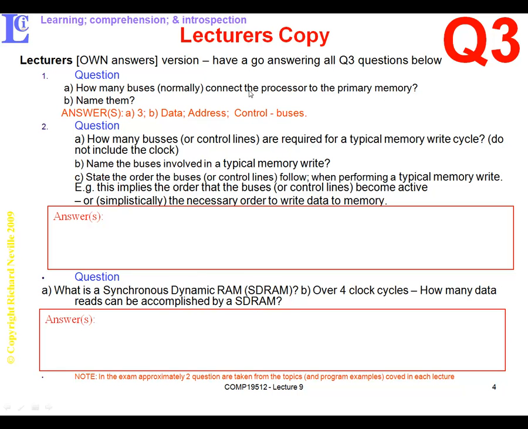So in answer to the question how many buses, there are 3, and the names of the 3 different buses are address, data and control buses. Let's move on to question 2 then.